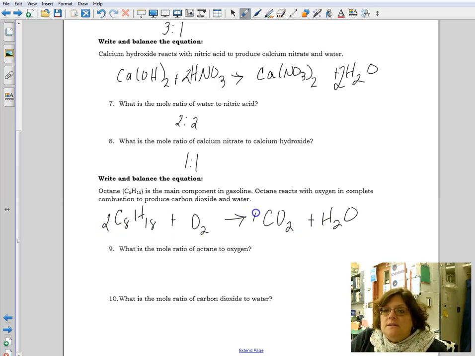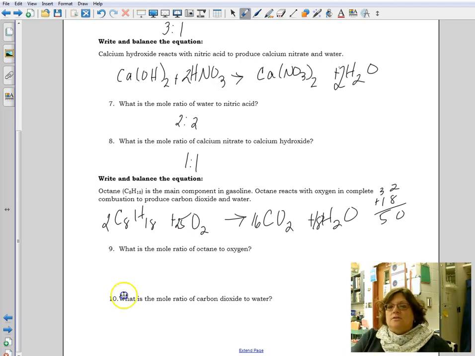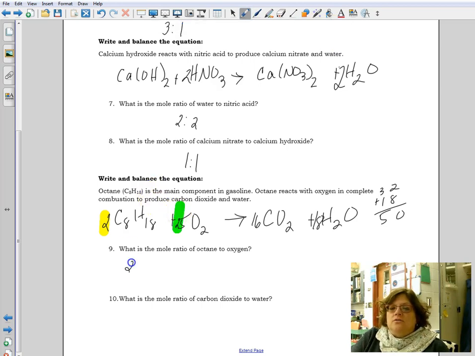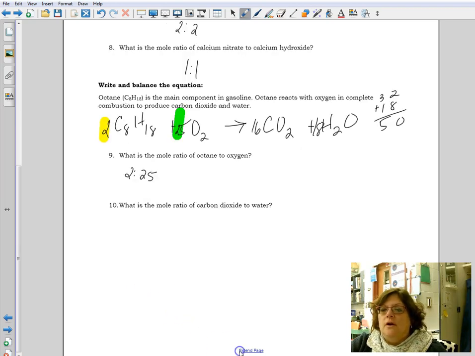2 times 8 is 16. We need 16 carbon dioxides. 2 times 18, we're going to need 18 waters. That gives me 16 times 2 is 32 oxygens plus 18, which adds up to 50, so I need 25 oxygens. What is my mole ratio of octane to oxygen? 2 to 25.